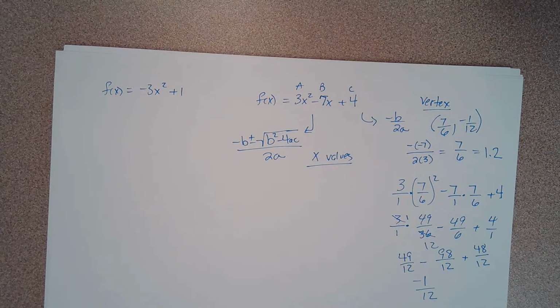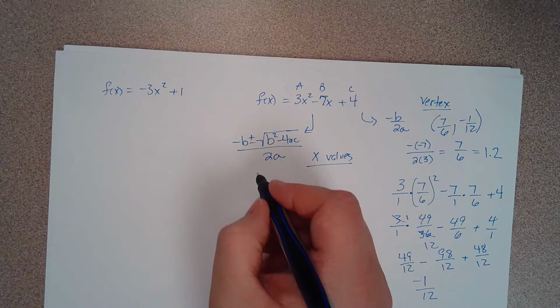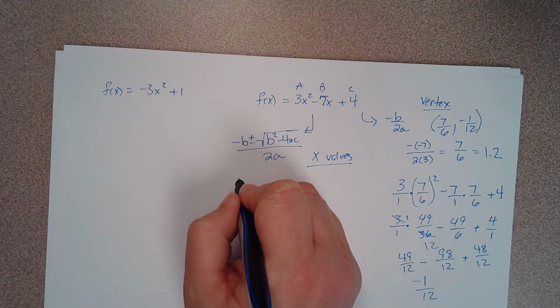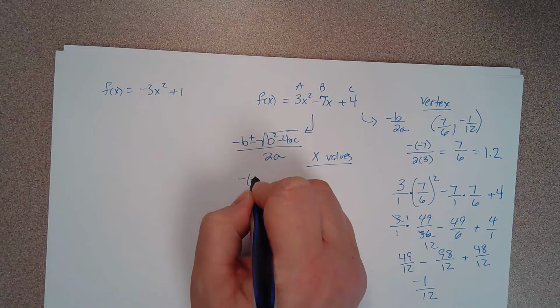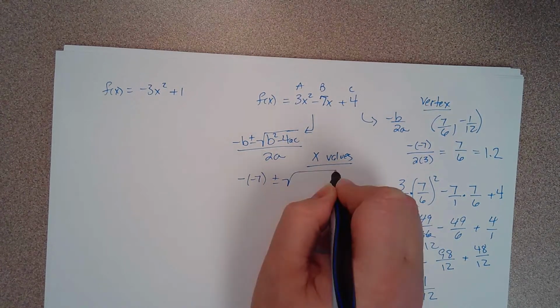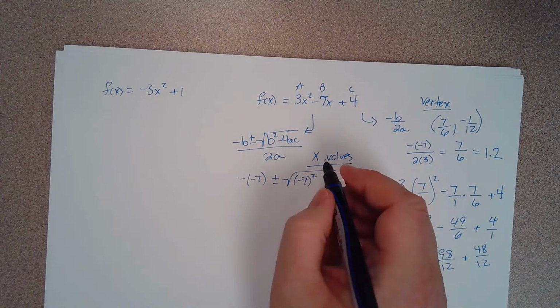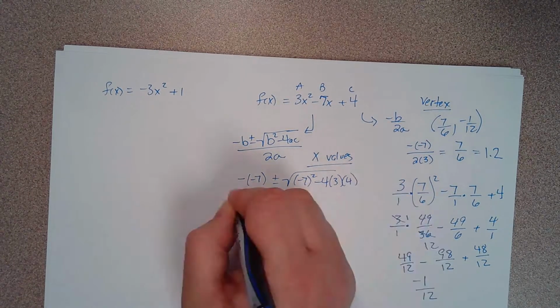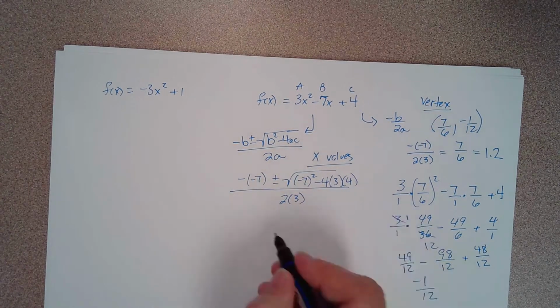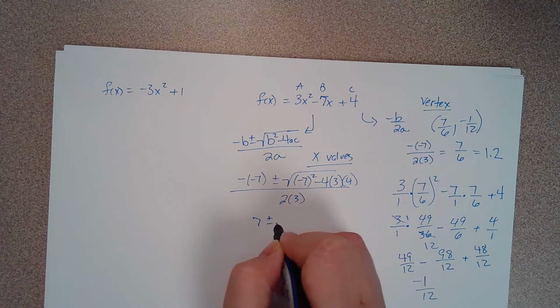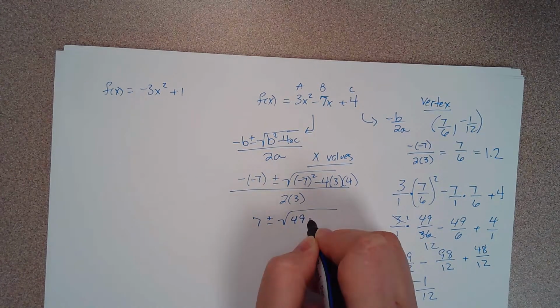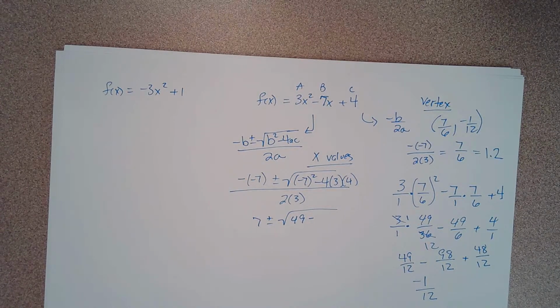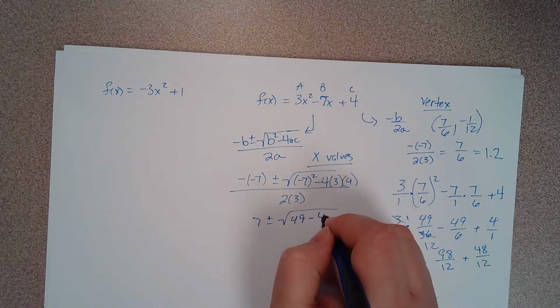It took a little more work. If you turn it into decimals, you're still going to get roughly the same outcome. With this one, it's a little easier because it's all decimal. So negative negative 7, plus or minus the square root of negative 7 squared, which will be a positive, minus 4 times 3 times 4, all over 2 times 3. So we have 7 plus or minus the square root of 49 minus 16 times 3, which is 48, all over 6.